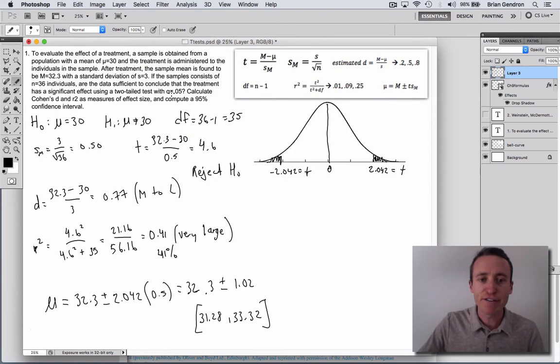When you use an alpha of 0.01, that most easily corresponds to a confidence interval of 99%. The reason that's nice is that you don't have to re-find your critical value of t. You can use the same t value as you did in your critical values as you will in your confidence interval. Okay, so there's the first question.